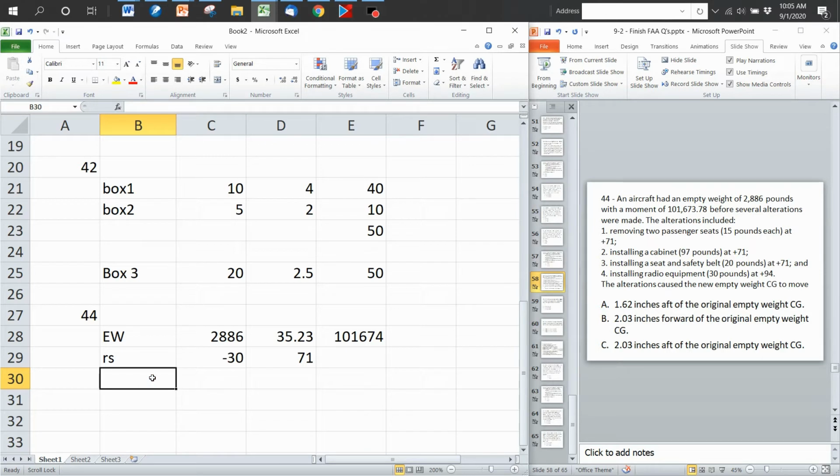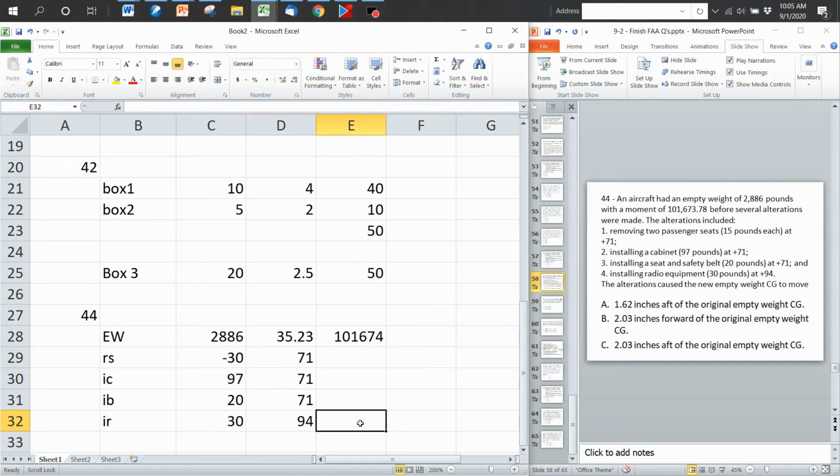And after removing the seats, I'm going to install a cabinet. And the installed cabinet is 97 pounds. That's a heavy cabinet at 71. And then I am going to install, I'm going to call it B for belt. And it is 20 pounds. And it's going in at 71. And then I am going to install radio equipment, IR. And my install on my radio equipment is going to be 30 pounds, and it is at 94.